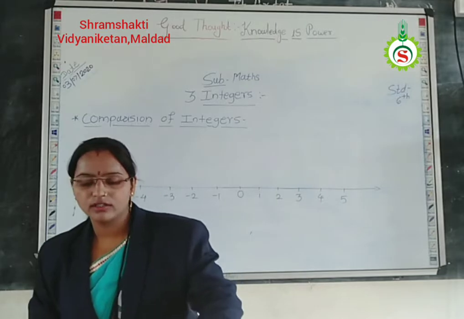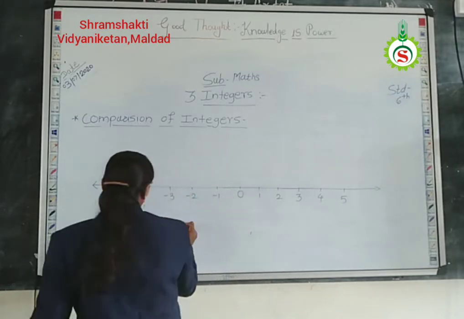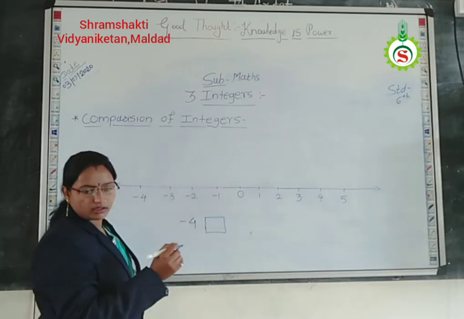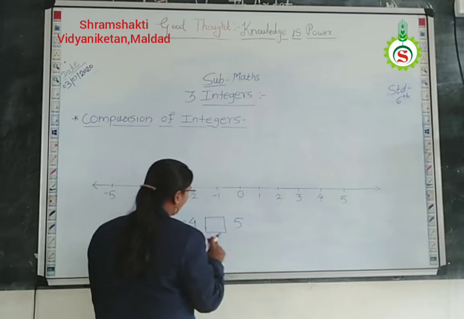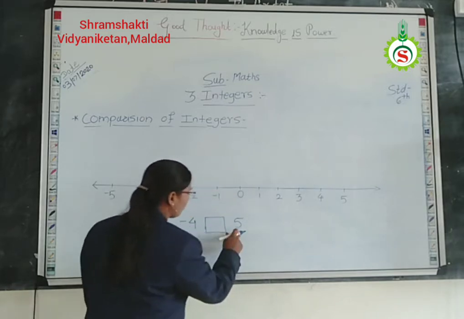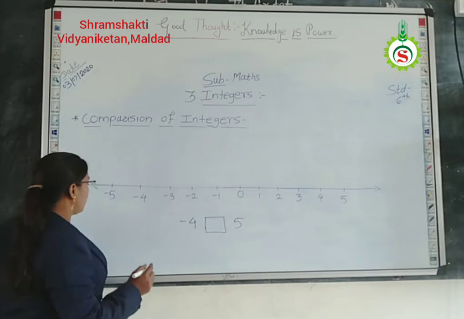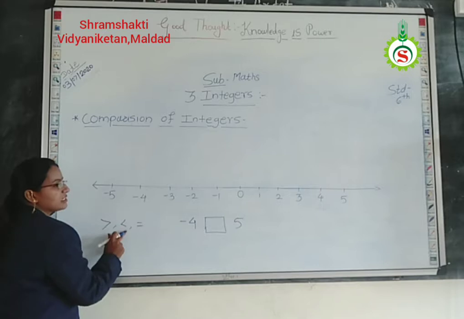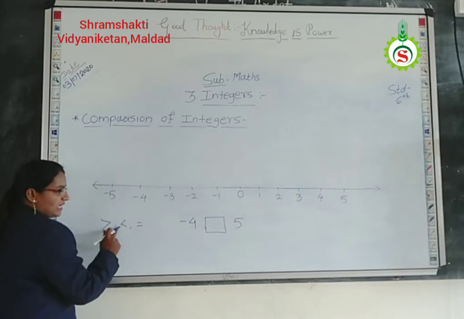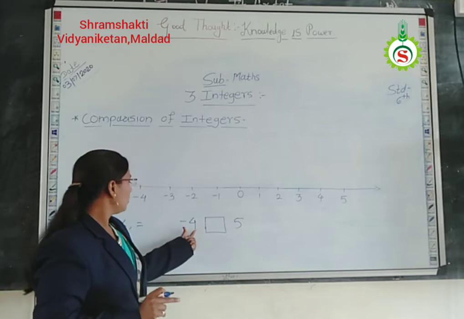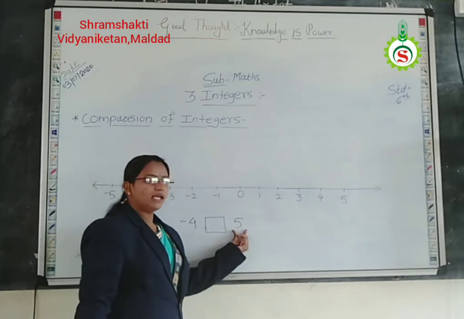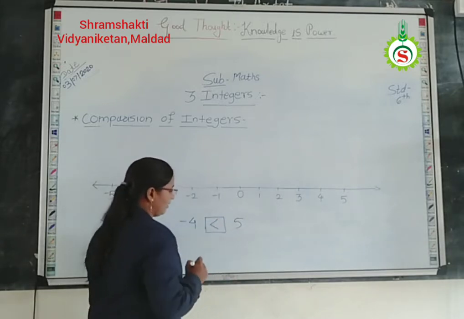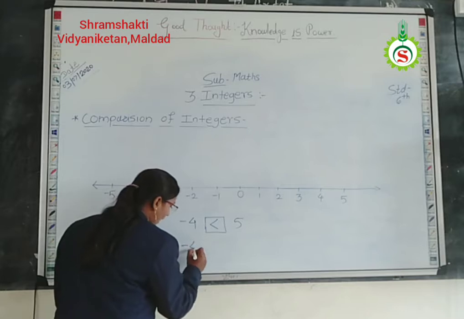Okay, so we have to see some examples about this. Minus 4, and suppose I take 5 here. Here one number is negative, one other number is positive. And for comparison, we use these signs. You all know this sign is equal to sign and these are greater than or less than signs. Now see this example. Here is minus 4, here is 5. In this case, which number is greater? 5 is greater.